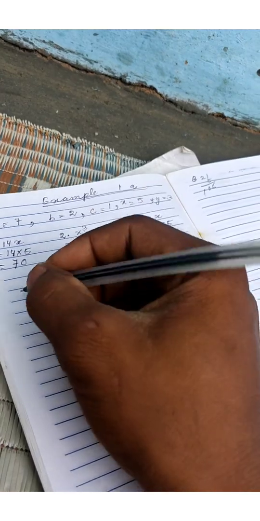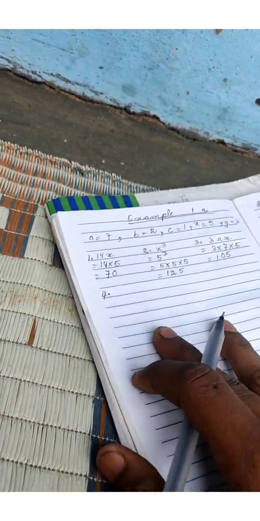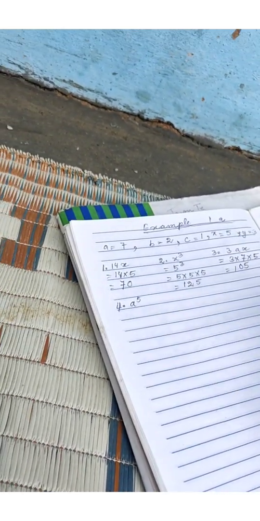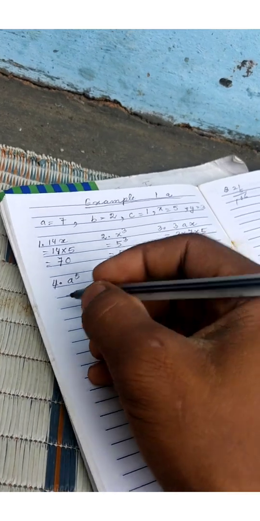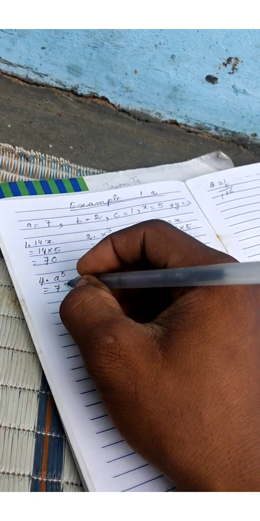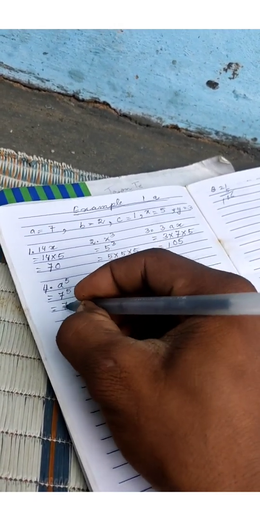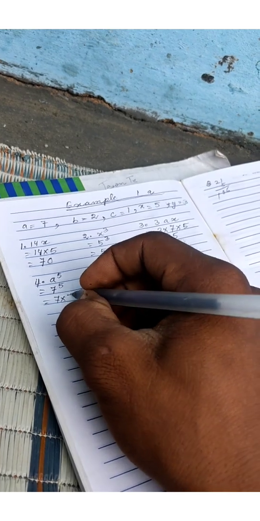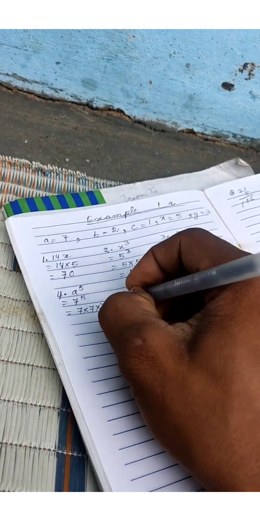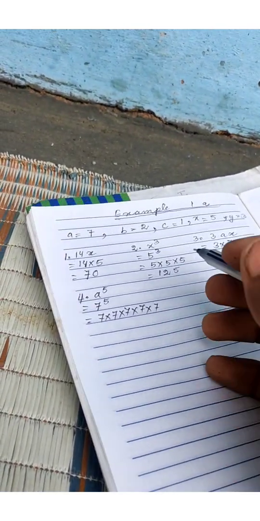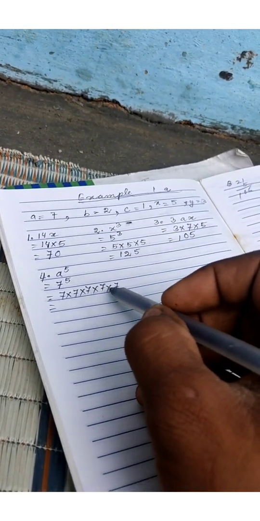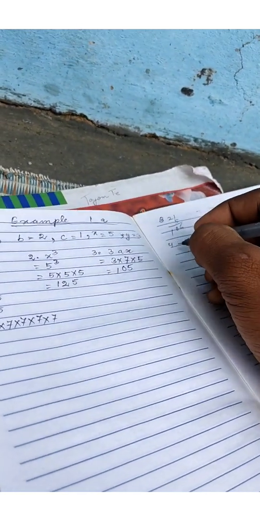So let us go for the next sum, the fourth sum. The fourth sum is a to the power 5. So find out what the value of a is. A is 7, so 7 to the power 5. So you have got 7 multiplied 5 times. Multiply everything. As far as I know, 7 7s are 49, 7 7s are 49. So 49 into 49, let me do the square of 49.